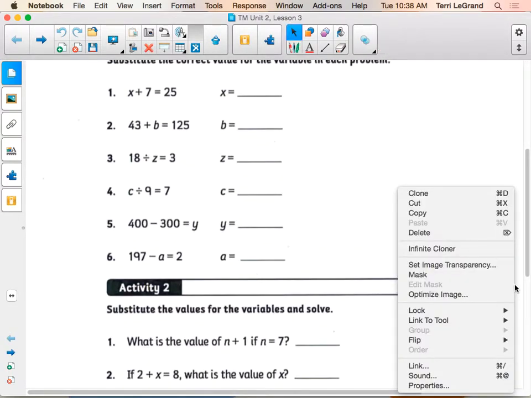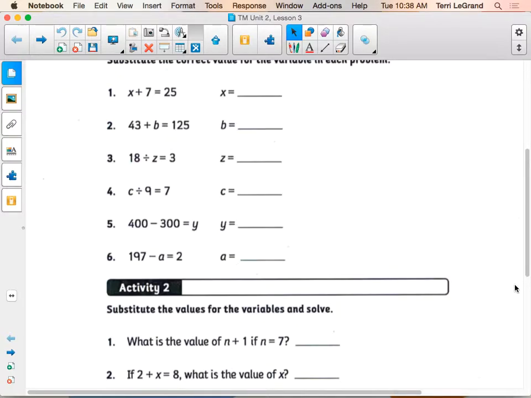Okay, let's see how you're doing. So even if you're not done, will you just come with me to number 1? What could we say x is equal to in number 1? What's x equal to in number 1?